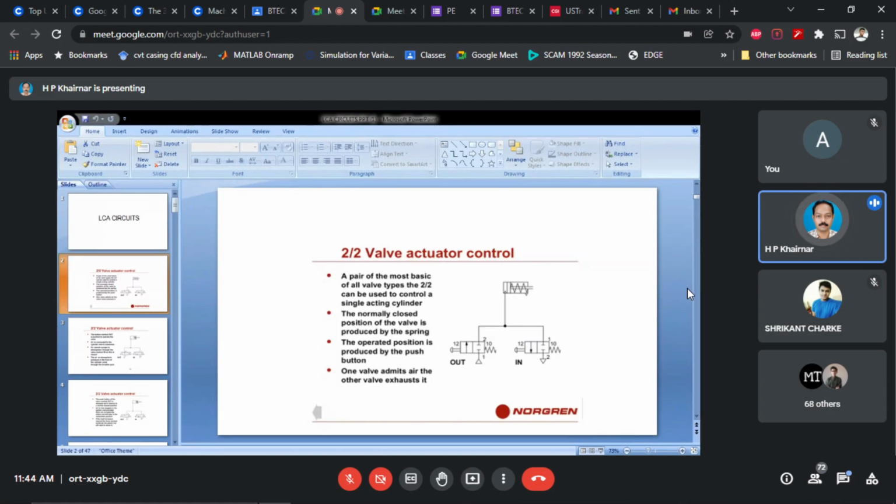Then once the outstroke is there, it has completed the stroke. Once you release the pressure from the push button, then with the spring force, it will come back to the original position. So in that case, there will be exhaust of the trapped air. That exhaust will be provided by another valve, that is the in valve. So this is how simple operation is possible for this 2 by 2 valve.